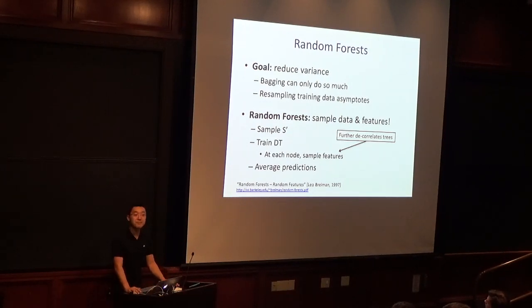Yes, question? When you say sample the features, this is without replacement, right? As opposed to when you're sampling S prime. Yeah, just a random set of features. Without, right. That's it.